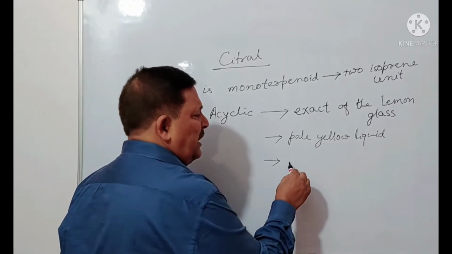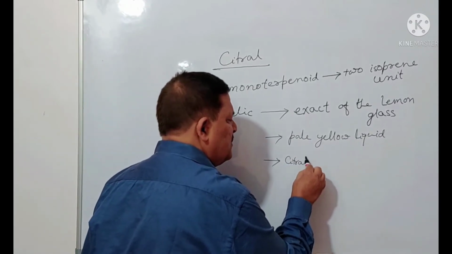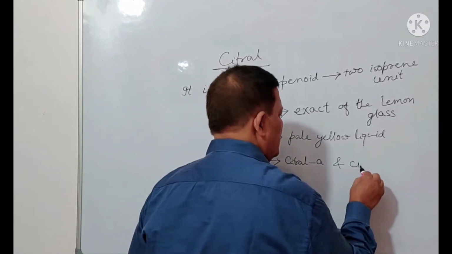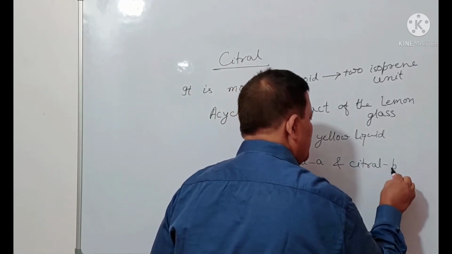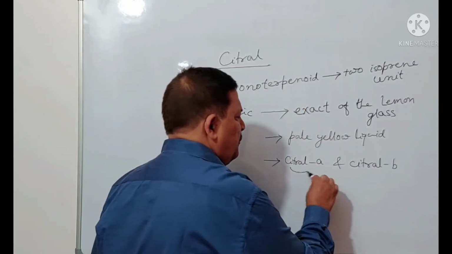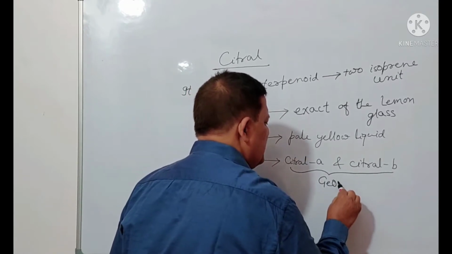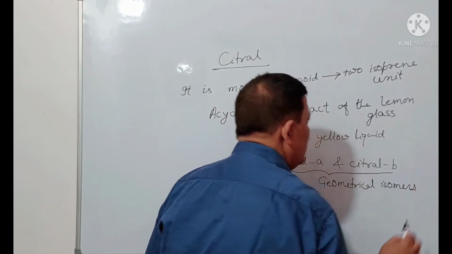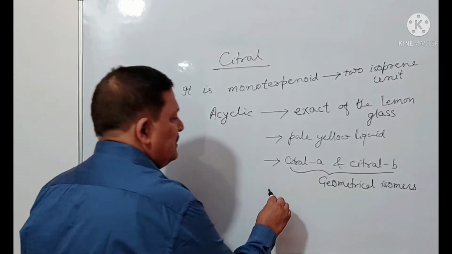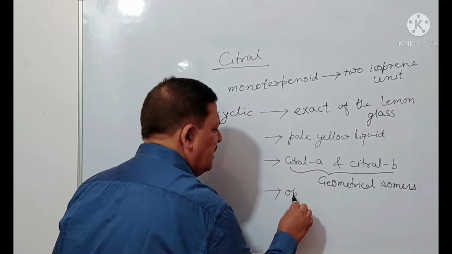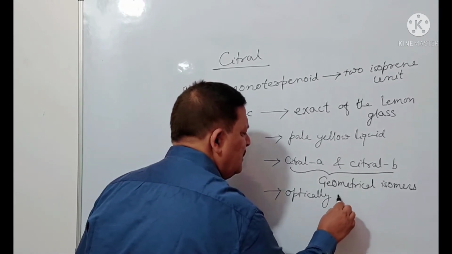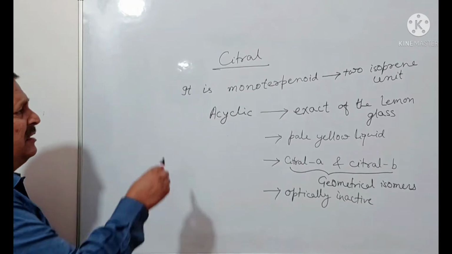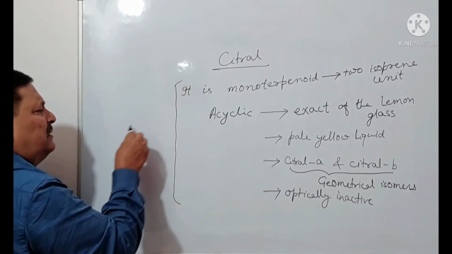It is found in two forms, citral A and citral B. These two forms are geometrical isomers, and the compounds are optically inactive. So our citral is the simplest terpenoid.